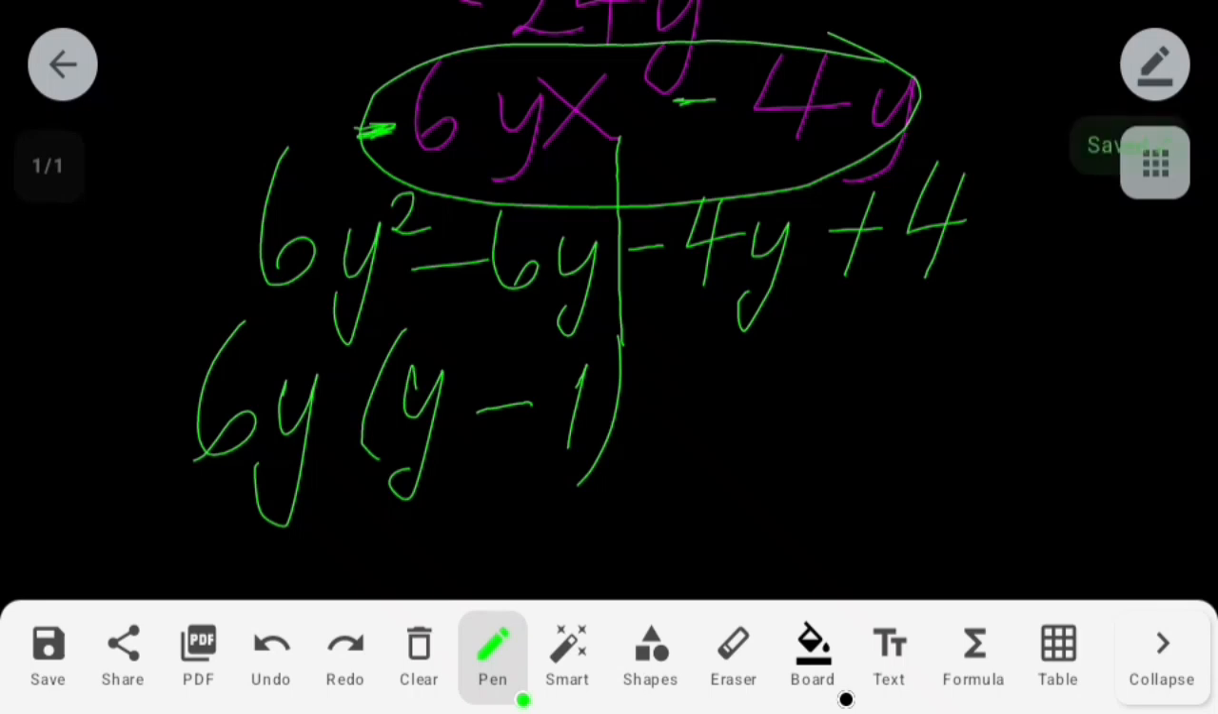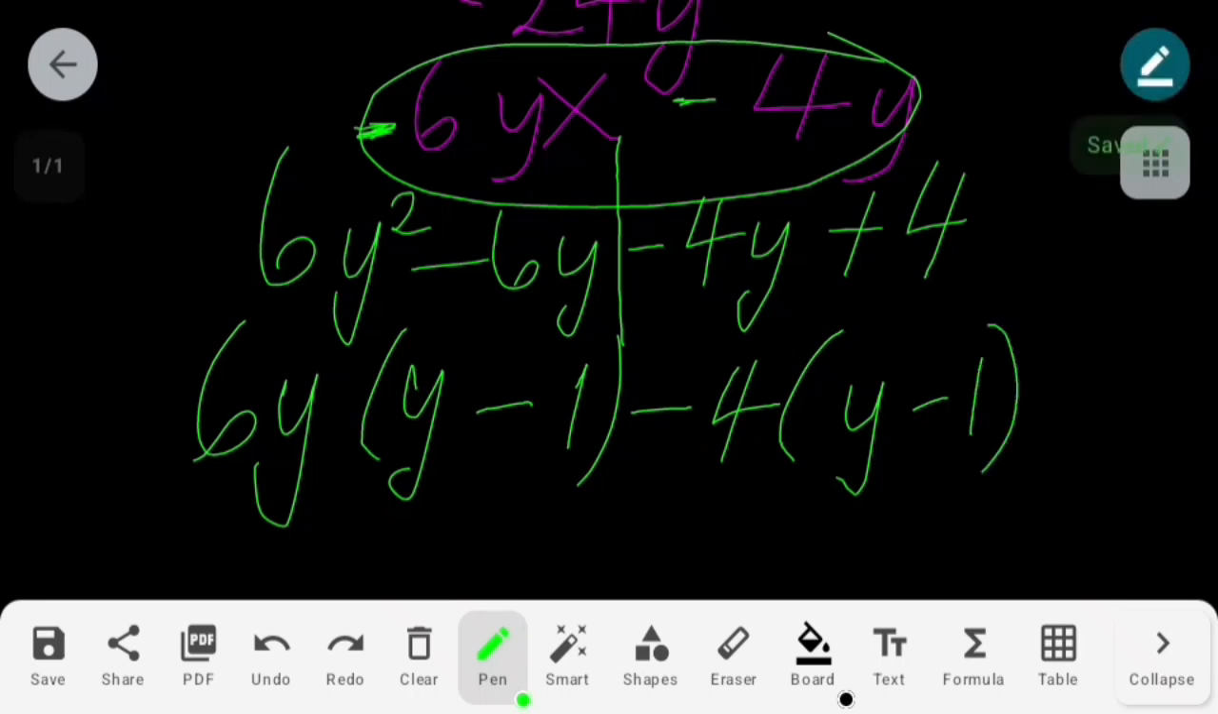Similarly here, the number in common is 4, and the sign in the bracket is negative. So we're going to figure out negative y, and to get a negative 4y we need another y, because negative 4 times y gives a negative 4y. Now we need a positive 4, so to get a positive 4, I need to multiply a negative by a negative, so negative 1, like this.